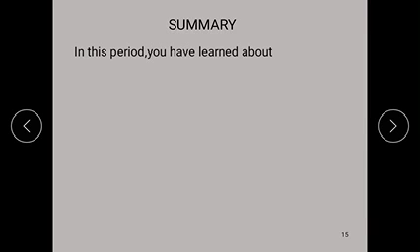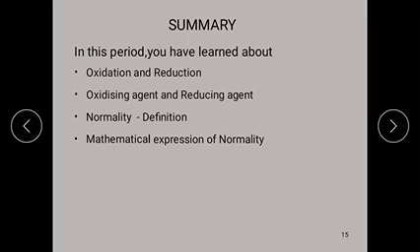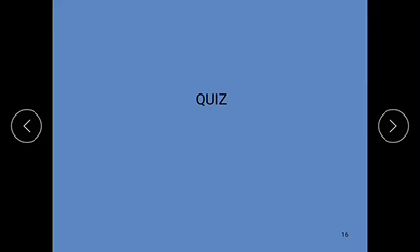Okay, in this session, we have learnt what oxidation is, what reduction is, what the oxidizing agent is, what the reducing agent is, and also the definition of normality, the mathematical expression of normality, and some simple problems on normality. Now let us see some quiz questions on this.